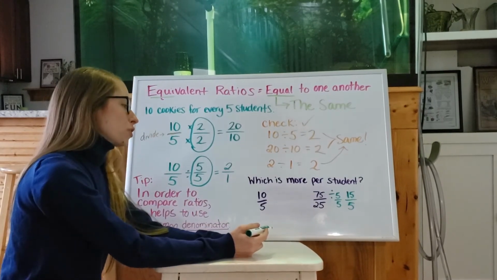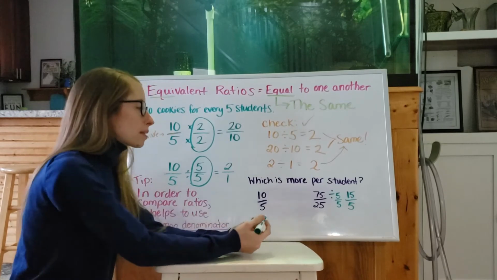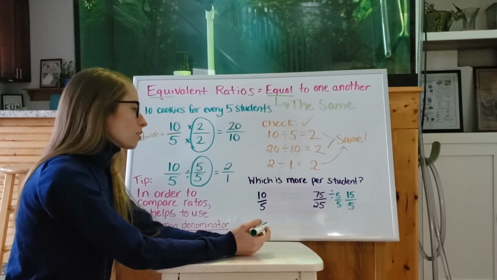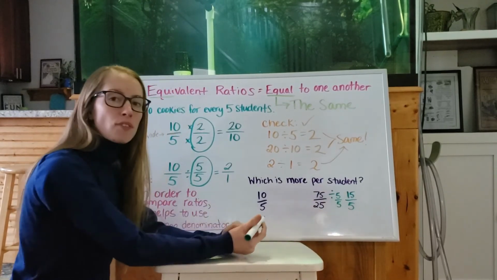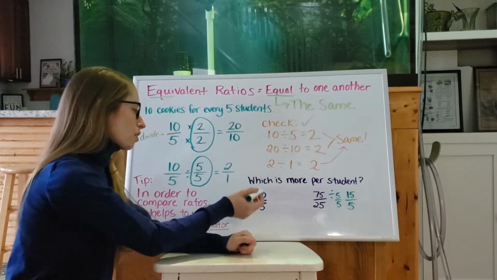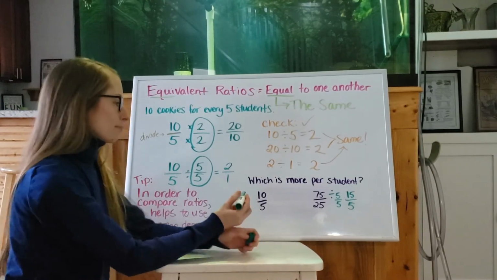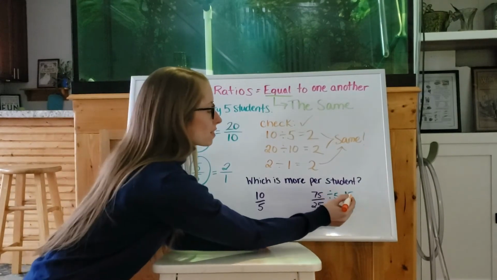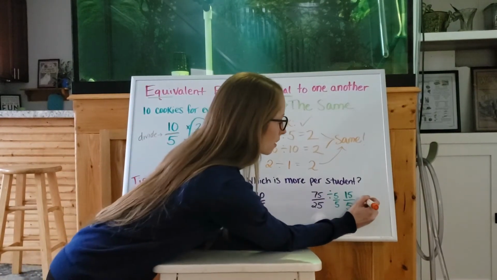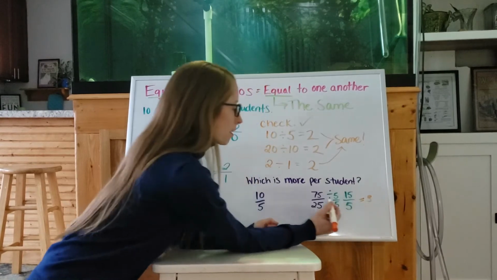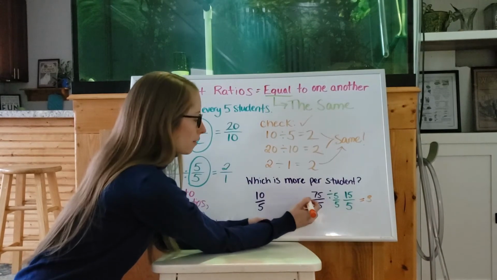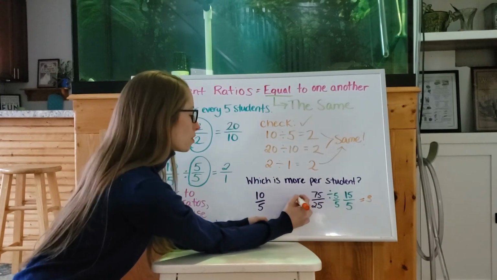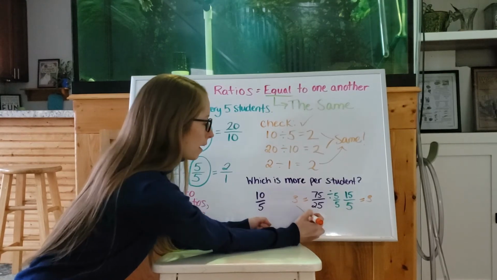Now if I compare the two, I can see that the second teacher brings in more cookies per student because for 5 students, she has 15 cookies to share, whereas the first teacher only has 10. Once again, it never hurts to check your answer. 15 divided by 5 gives me an answer of 3. 75 divided by 25 also gives me a quotient of 3. Therefore, they are equivalent.